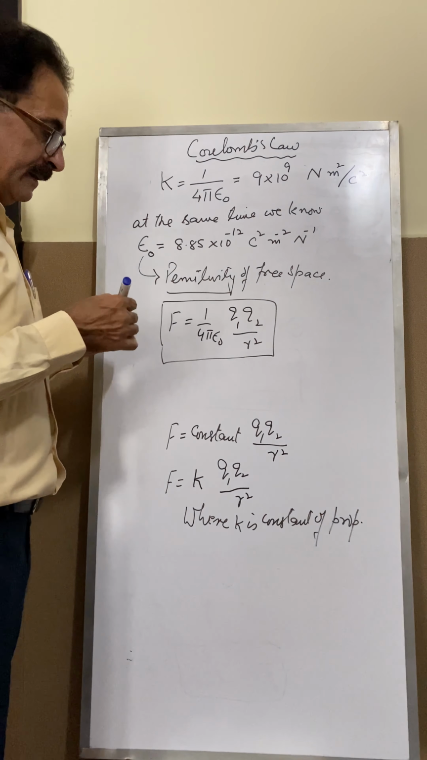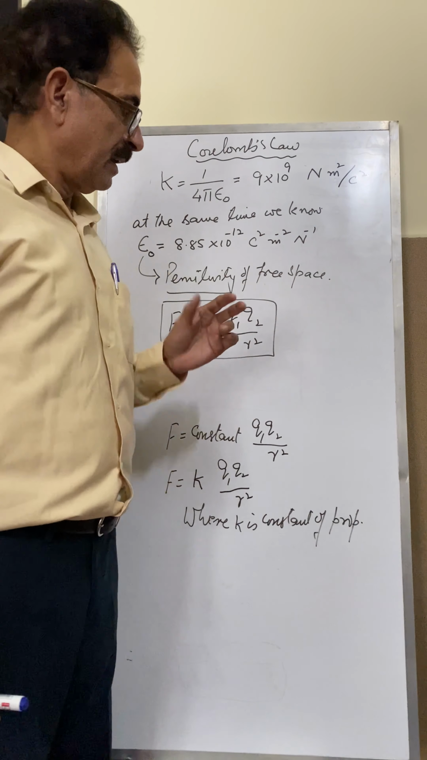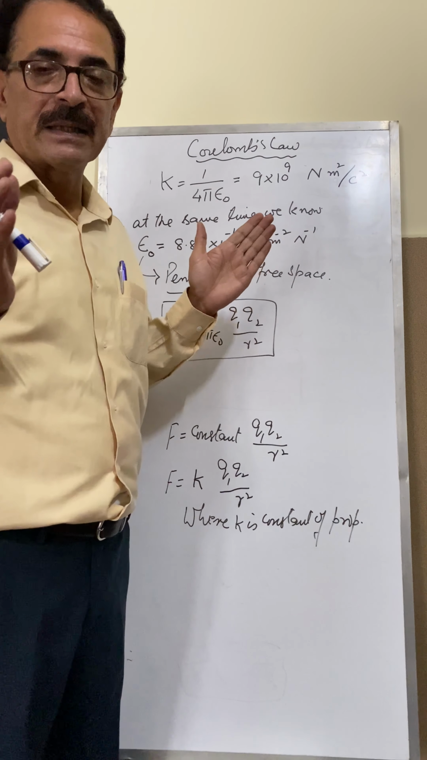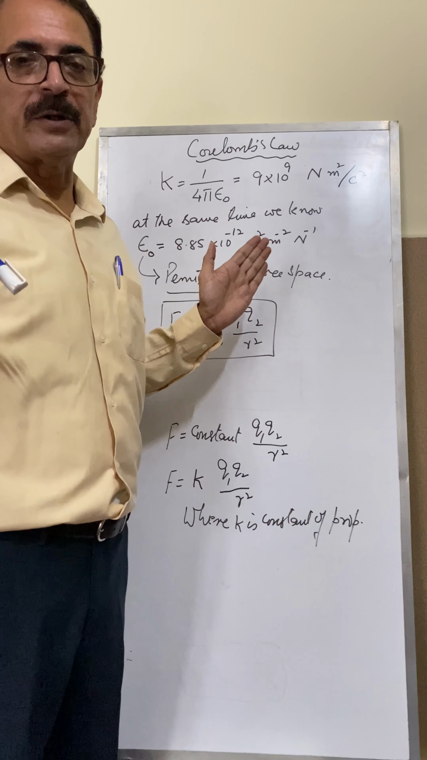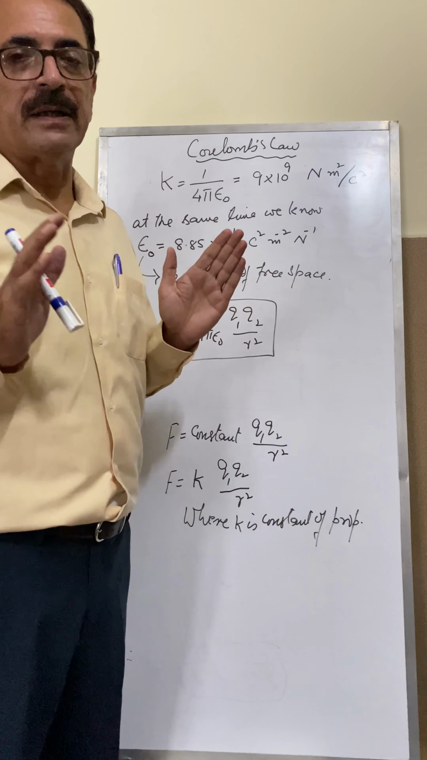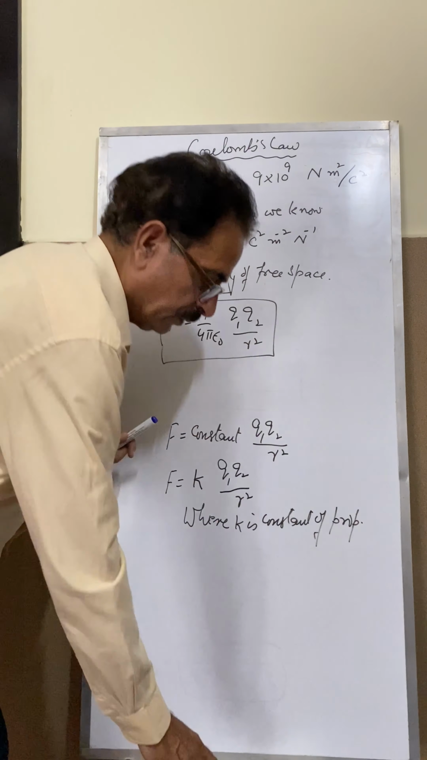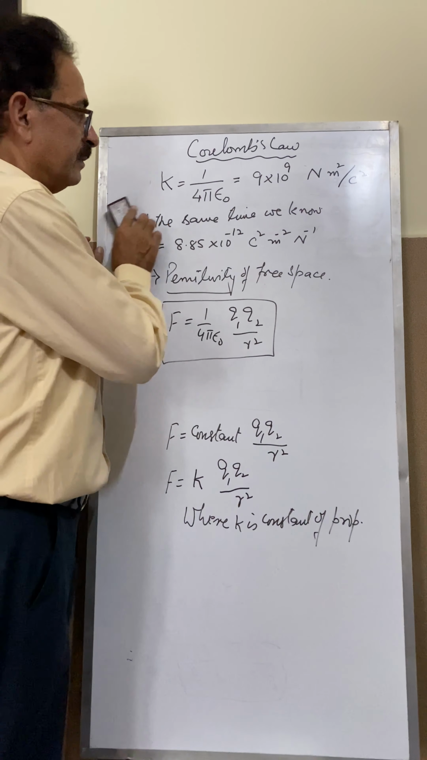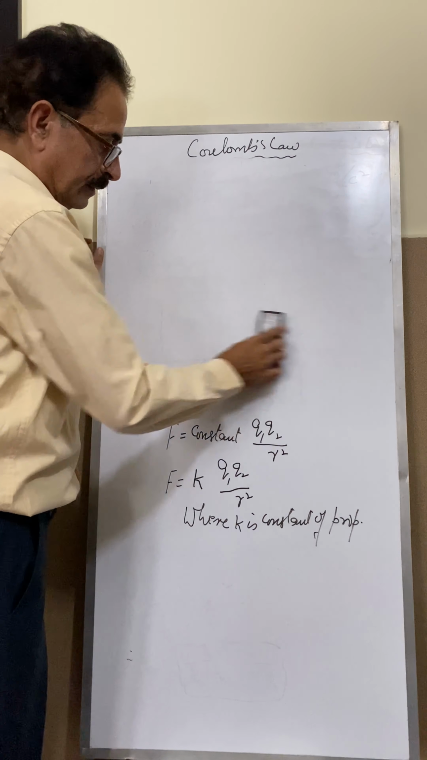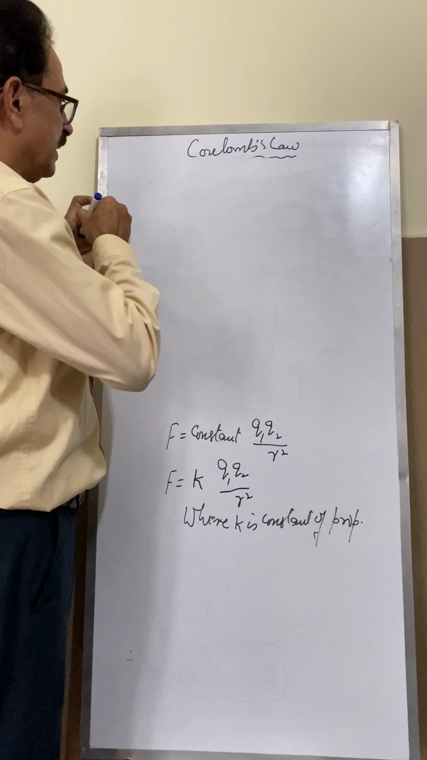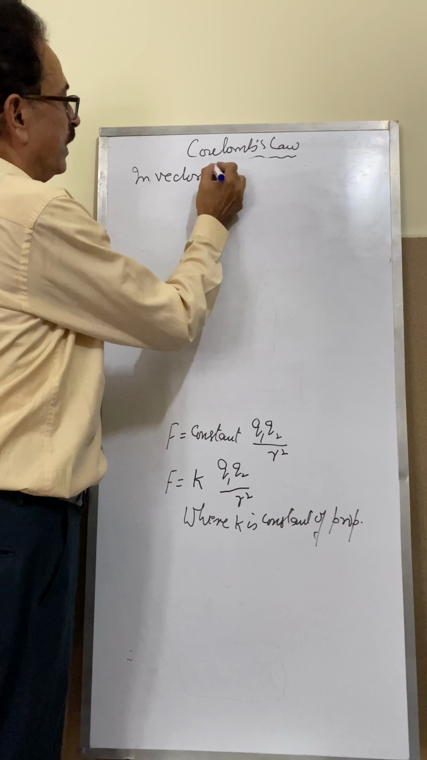Now this Coulomb's law has two parts. When the two charges are like charges, there is a repulsive force. If the two charges are unlike charges, then there is an attractive force between them. So we will now discuss Coulomb's law in vectorial form.